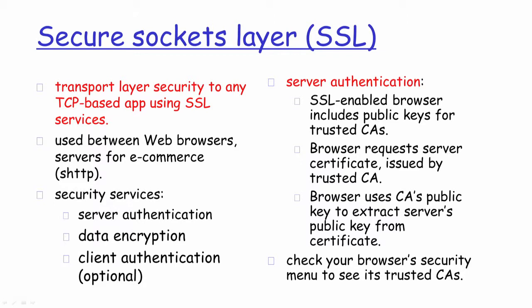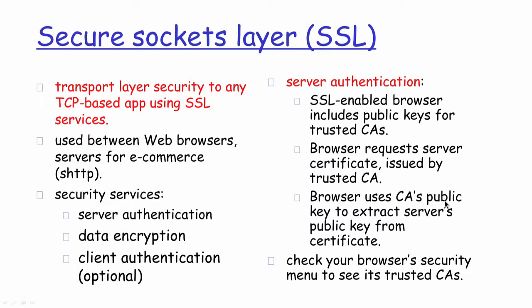Then the browser will use the public key of the certificate authority to extract the server's public key from the certificate. The digital certificate that we saw in the previous module is one mechanism by which the public key of the server is distributed to the client browser. With this, the browser gets the public key of the server, which is used for encrypting the data before sending it from the browser to the server.